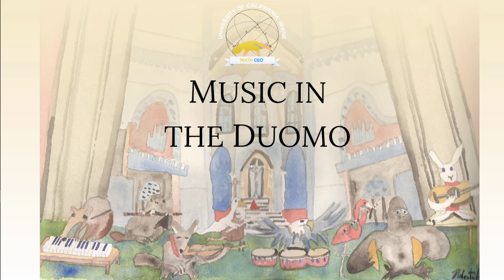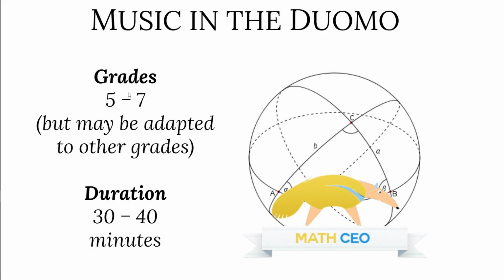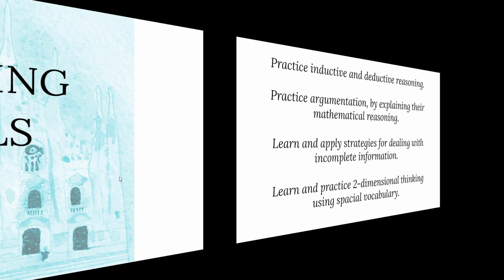Welcome to Music in the Duomo, a logical and spatial puzzle from Math CEO. This activity is intended for grades 5th through 7th, but you may adapt to other grades. The duration is between 30 to 40 minutes. Here are the learning goals.